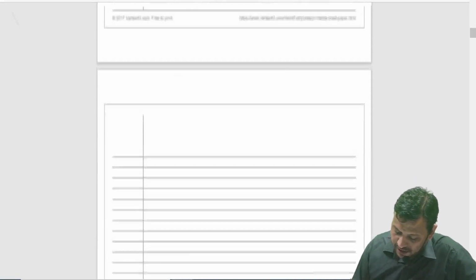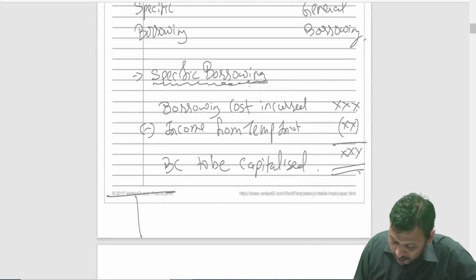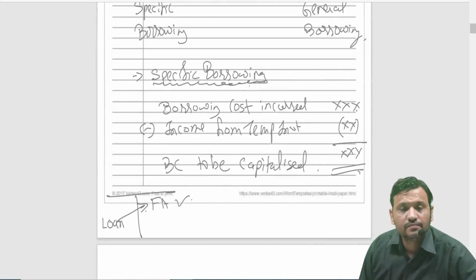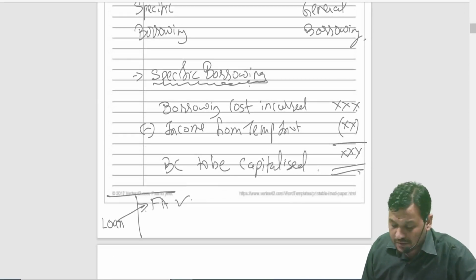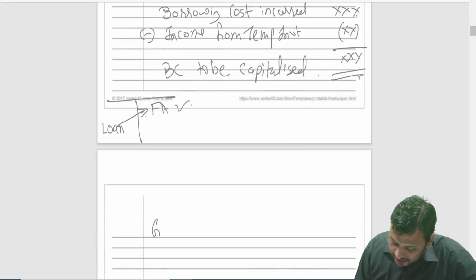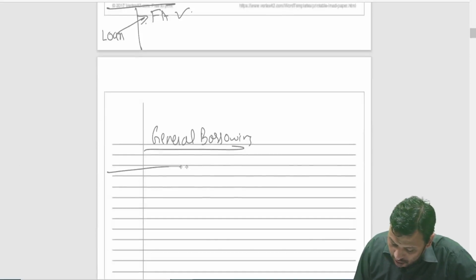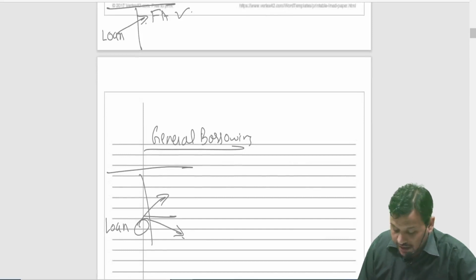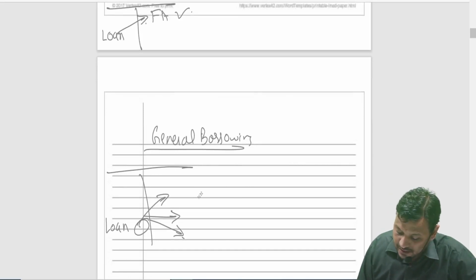Now comes general borrowing. See, specific means what? If you look properly, I have taken a loan and that loan is specifically for a particular asset, say this asset. This is specific borrowing. General borrowing means what? Nothing but I have taken a loan and this loan is for general assets, which may be qualifying and non-qualifying assets.